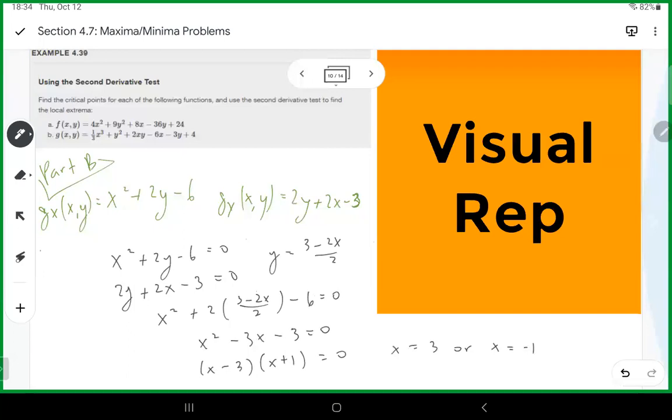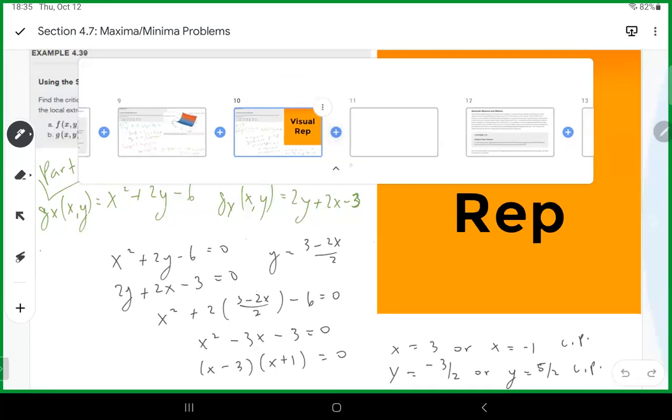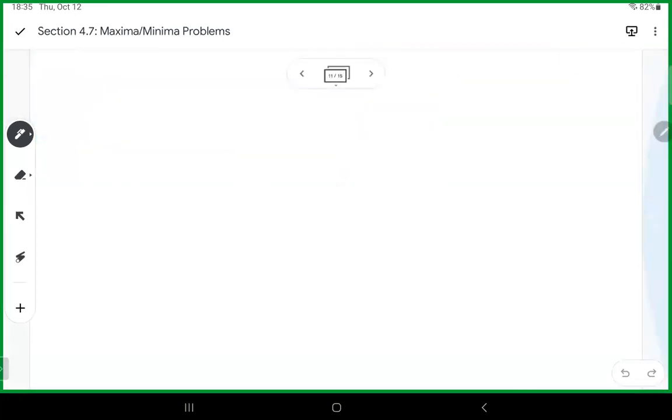If you shove those answers back in, then y is going to be either negative 3 halves or 5 halves. So those are your critical points. You guys can make them points. I will leave that in your capable hands. All right, I'm going to add a slide here. We'll go back to the visual in a minute.